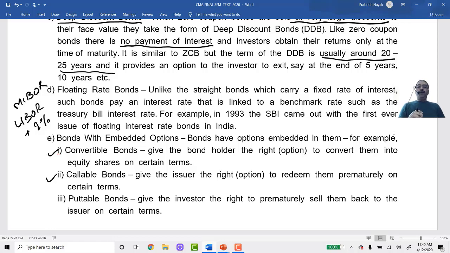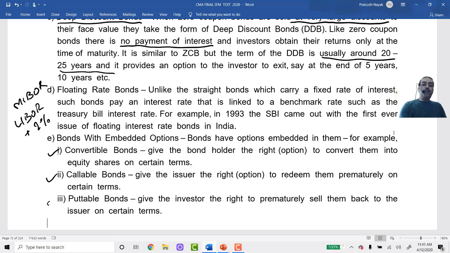But a notice has to be given. Normally, a 6 months notice is required to be given to the bondholder that we wish to redeem the bonds. So those are callable bonds, which has an option given to the issuer of the bond, that is normally the company.